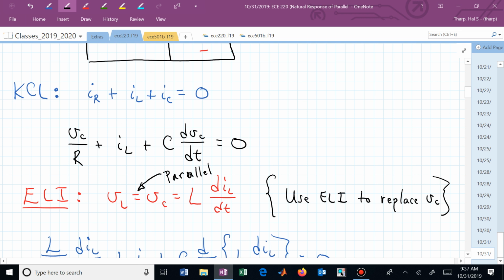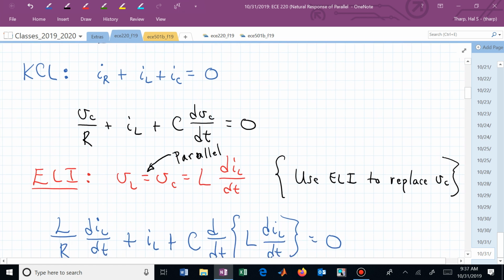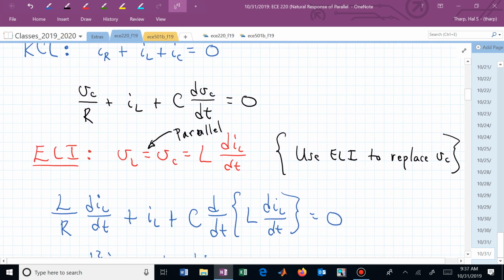We don't always have V sub L equal to V sub C, but in this case with the parallel RLC we do. And now we can rewrite V sub C as L di dt, since V sub C is the same as V sub L. So we can use Eli to replace V sub C in this differential equation above. And doing that, if we simply plug in L di dt, I being the inductor current, for V sub C, we now end up with this second order differential equation.